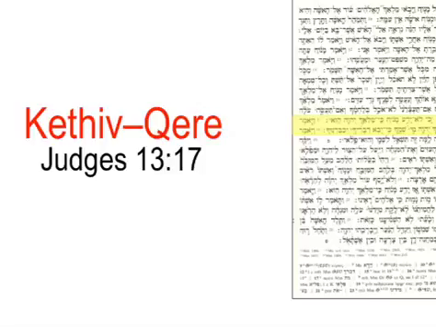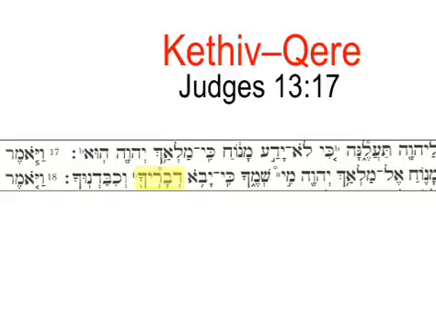In that block of text, there is a Kethiv Kareh issue. That is, there's a word written in the text of the Hebrew Bible that the Masoretes want to suggest an alternative reading for. If you see the text highlighted in yellow on your screen, find that same block of text on your Hebrew Bible page. In the next screenshot, we're going to highlight that by blowing it up for you. Here's what we're looking at. On your screens, you will now see Judges 13:17 enlarged and scanned from your Hebrew Bible.